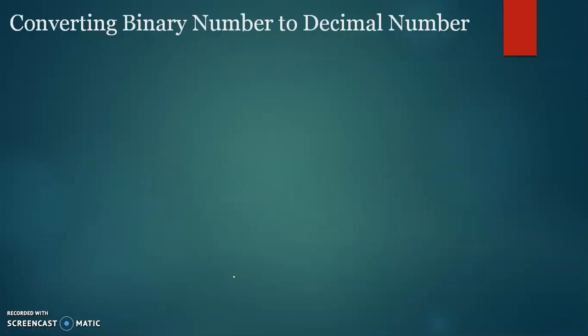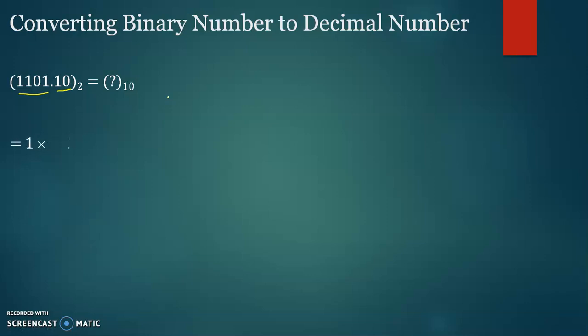So we have a binary number as 1101.10. So 1101 is our integer part and 10 is our fractional part. For the integer part, we will multiply each digit by a power of 2, and the power of 2 will be 0 for this one, 1 for this, 2 for this and 3 for this. And for the fractional part, the power of 2 will be -1 here and -2 here. So let's make it clear with the procedure.